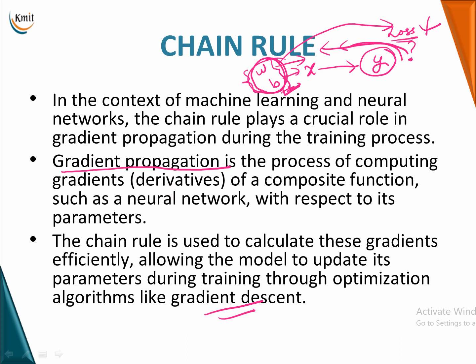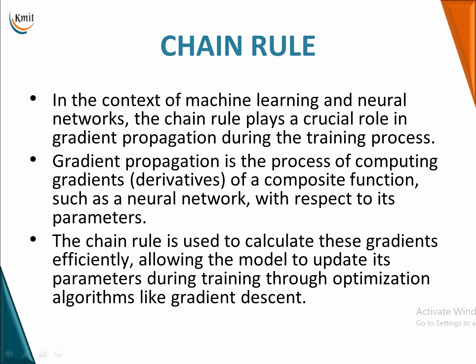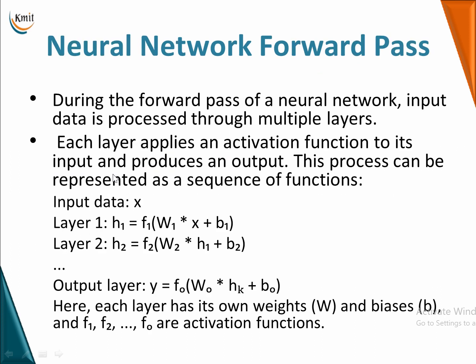So we will see that more in detail. Now for that you understand this is what the chain rule is and how it is important in calculating the backpropagation. Now let's see what exactly is happening in a neural network.